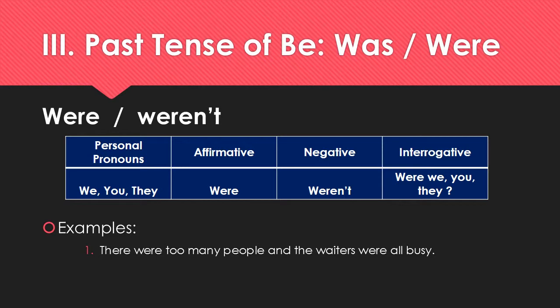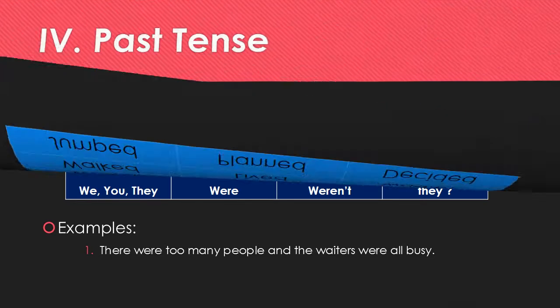Were or weren't, the personal pronouns used are we, you, or they. In affirmative form, use were, and the negative uses weren't. In interrogative, use were, and after it use you, we, they. For example, there were too many people and the waiters were all busy.